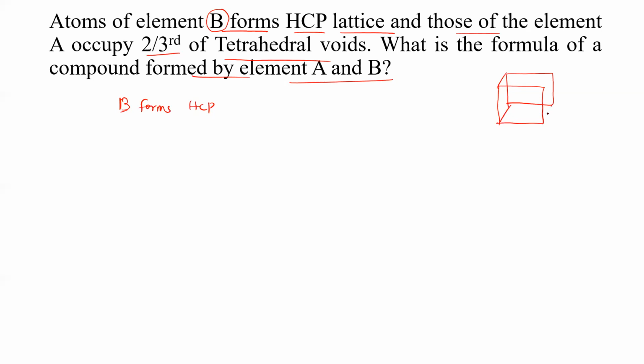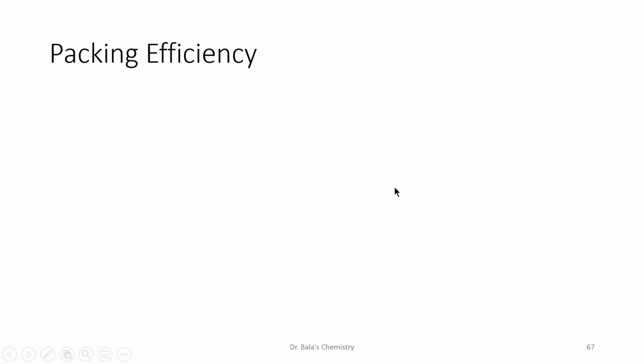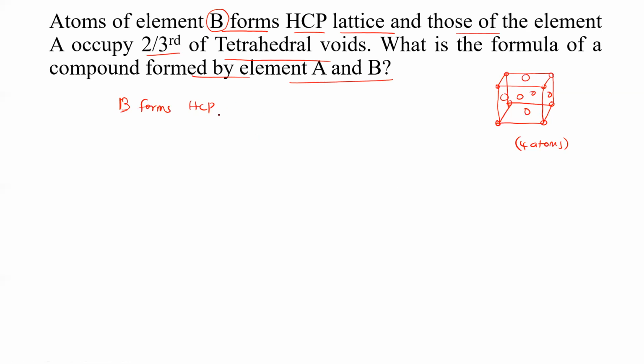Here also we have corner atoms as well as face-centered atoms. Just assume it here: 1, 2, 3, 4, 5, and 6. Here also the number of atoms is 4, 4 atoms per unit cell. So the B value is almost 4. So B forms HCP, and that value will be taken as 4. Okay, we can just take it as x.